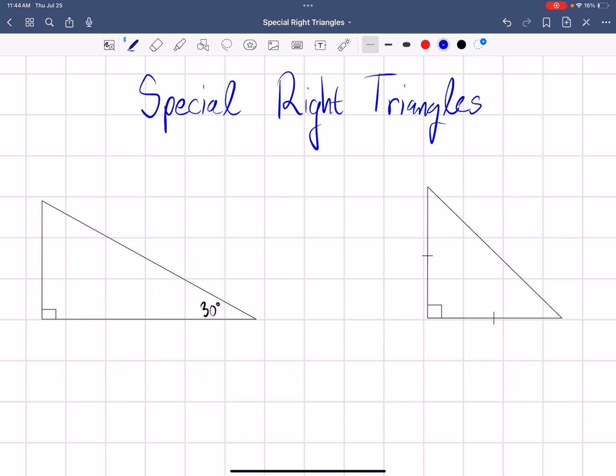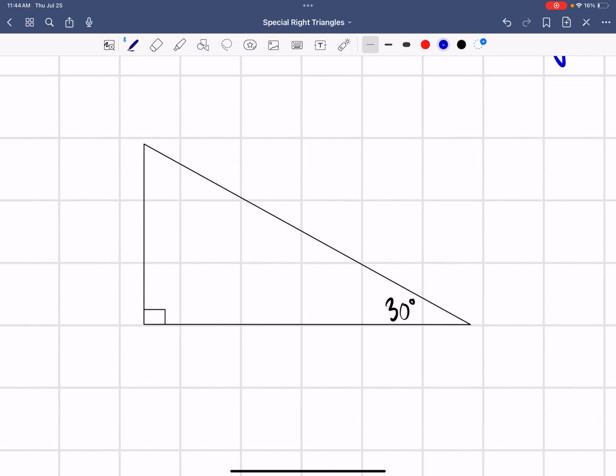Hello everyone, this is Harrison Galway, and today I'll be teaching you how to work with the two special right triangles, the 30-60-90 triangle and the 45-45-90 triangle. So let's first take a look at the 30-60-90 triangle.